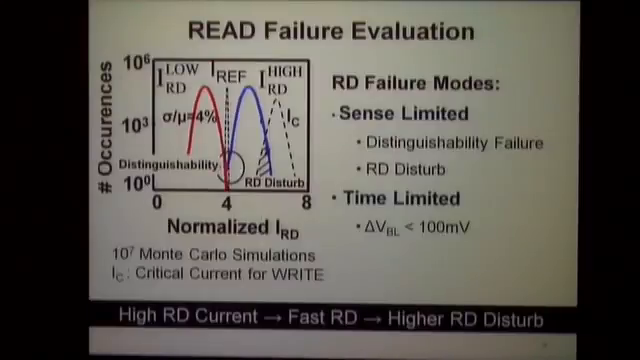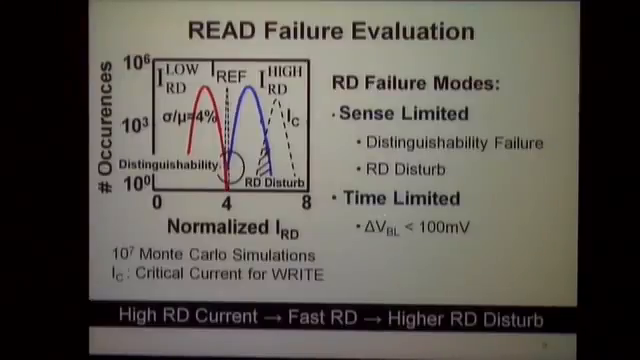So that gives us one of the failure mechanisms, which is a distinguishability failure. Then we also have something called the read disturb failure, which means that in the process of reading the cell, you can inadvertently write into the cell. You can flip the cell. So this is another disturb mechanism which comes very much from SRAM. It's called the read disturb mechanism.